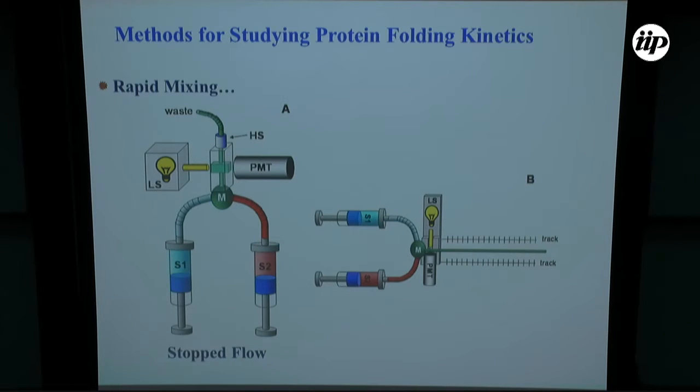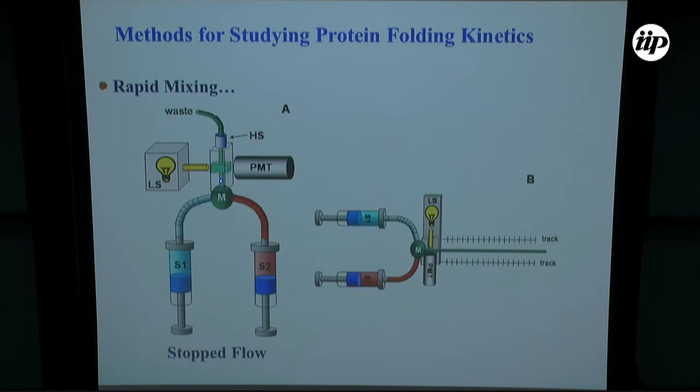The mixer is typically a T mixer, something in which the two solutions collide. And if the speed is enough, they produce turbulence, and the mixing is quick. And then this mixer puts the sample that is mixed into this chamber, and here you do the spectroscopy that you want to do, right? So you can do fluorescence, you can do absorbance, you can do circular dichroism, whatever kind of technique that will tell you something about the properties of the protein. And then after that, the sample is wasted, right? And then you keep doing this.